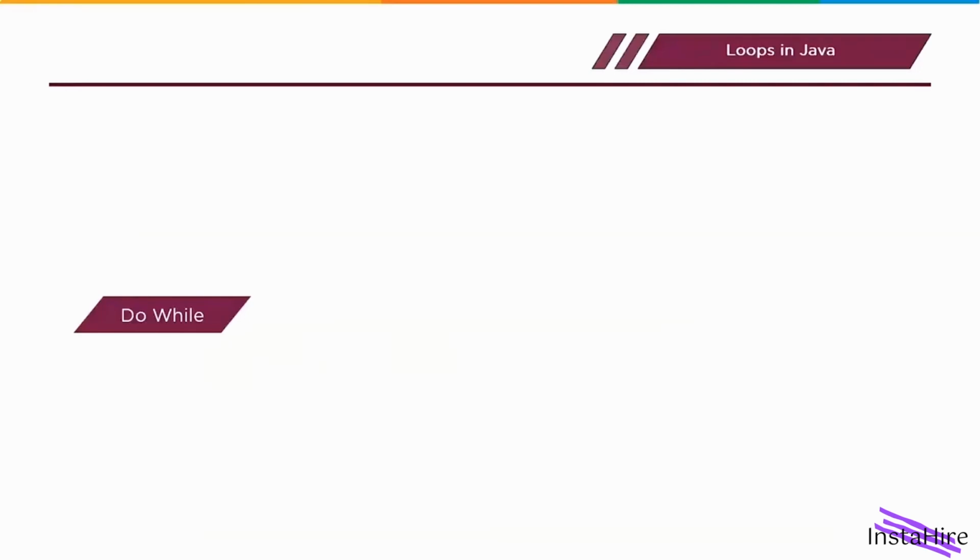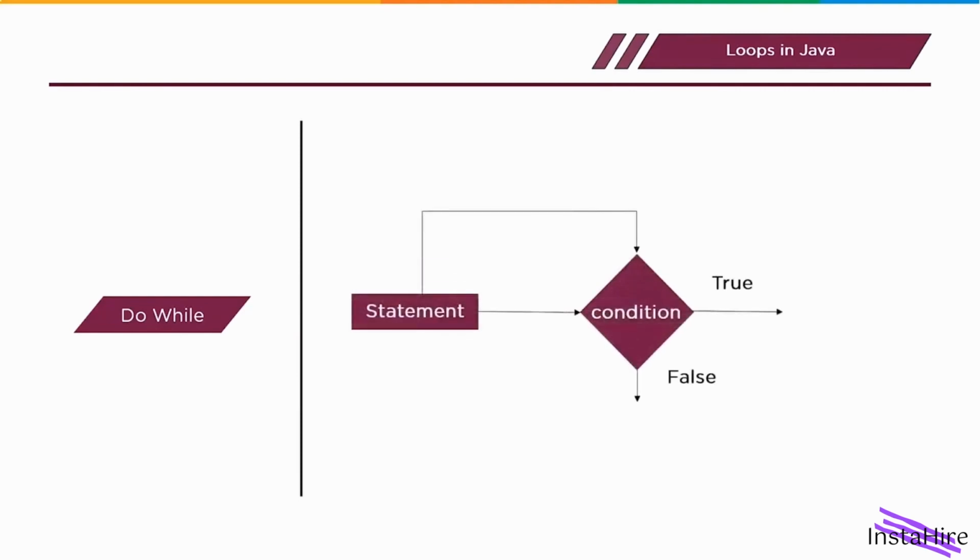Now we will enter into the next type of loop in this tutorial, which is the do while loop. The do while loop and while loop are completely the same as each other. There is not much of a difference. The only major difference between the two is the statement.